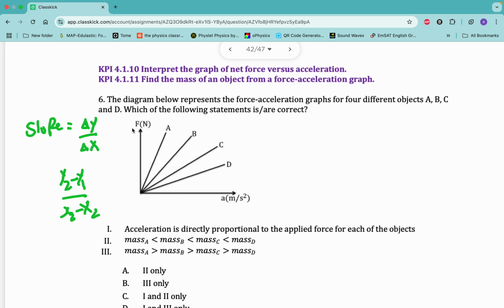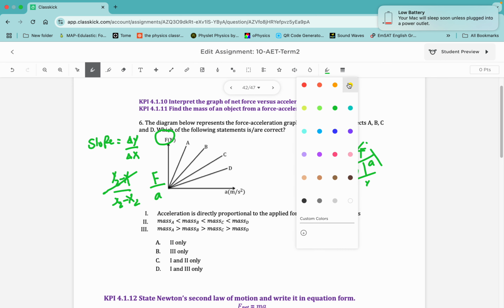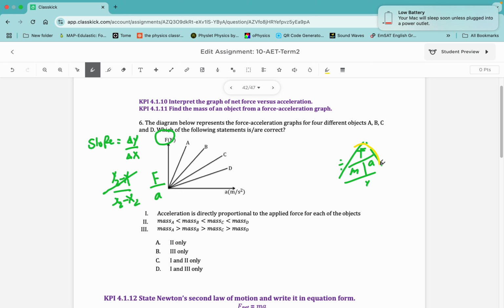Now, y is representing force, as we can see here, while x represents acceleration. So going to the main formula, which is F = ma, if we divide force over acceleration, it gives mass.